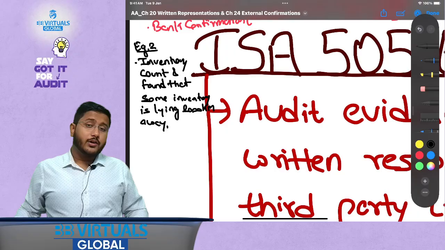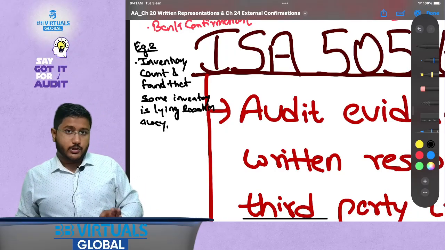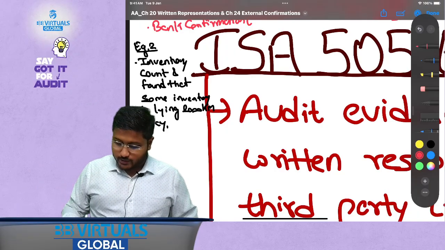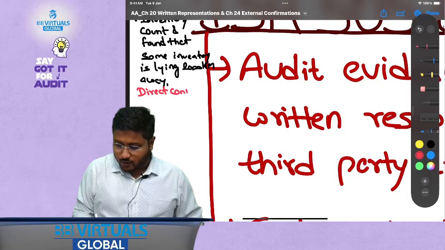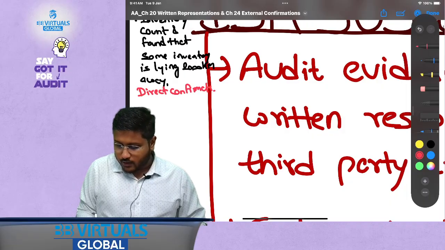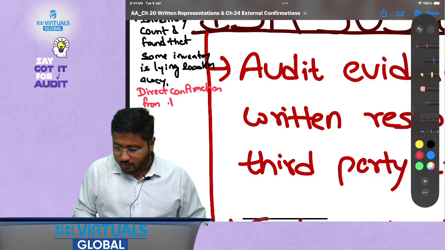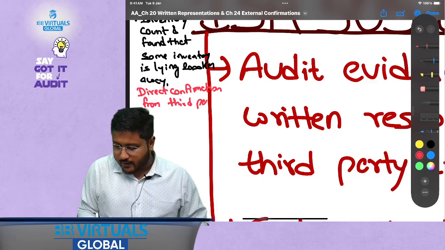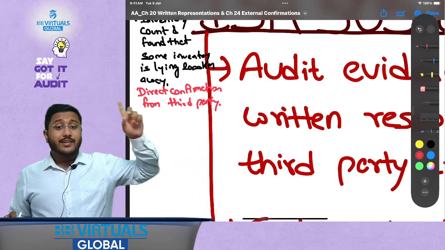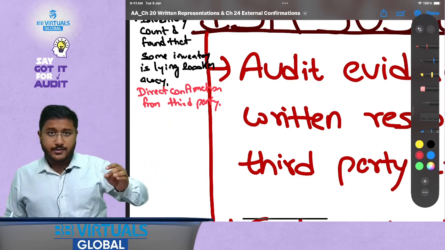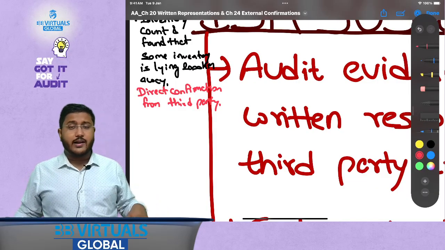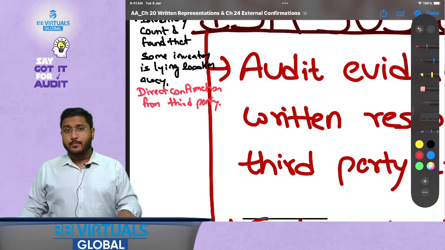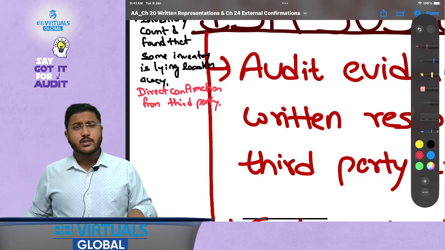So what you can do is obtain a direct confirmation. Direct confirmation from a third party is also allowed. That party that is holding the inventory can confirm to you in writing that yes, this is inventory which is lying with us and it belongs to your client only. So that could also be a very good example for external confirmations.